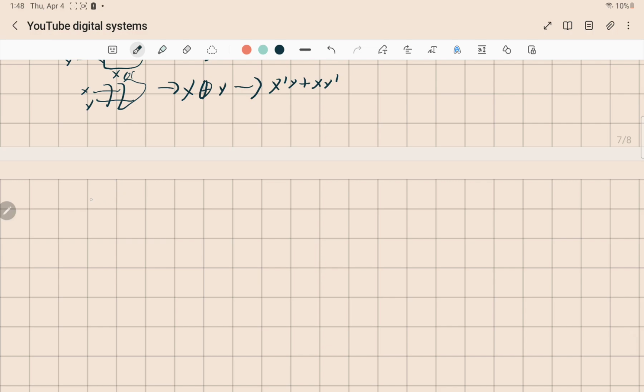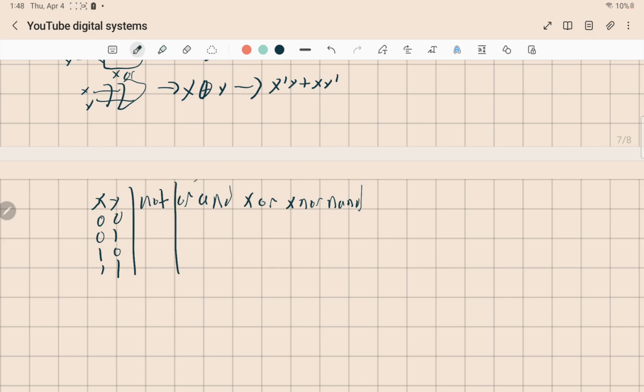X, Y, so 0, 1, 0, 1, 0, 0, 1, 1. Then NOT, OR, AND, XOR, XNOR, NAND. This is how it works. NOT is not going to work for this one because there are two inputs.